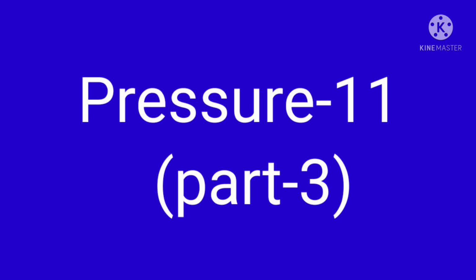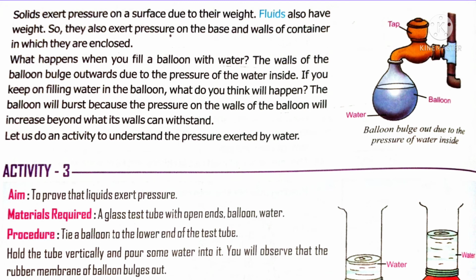Let's move on to chapter Pressure, chapter 11, on pages 114 and 145. We have been discussing pressure exerted by solids and liquids. Its unit is Pascal. Pressure exerted by a solid acts downwards. The solid exerts pressure on the surface of another object or substance.